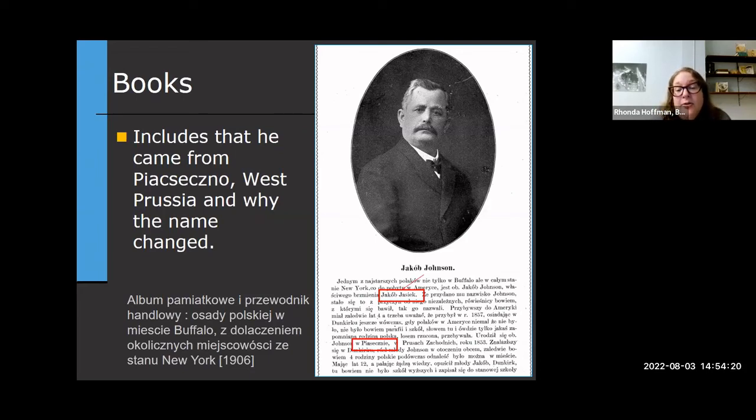And it also told why the name was changed. The story in this book is that when he was growing up and going to school, the children had a hard time saying his last name. So they just decided to call him Johnson. And then the family, oftentimes in records, would name themselves as Johnson.